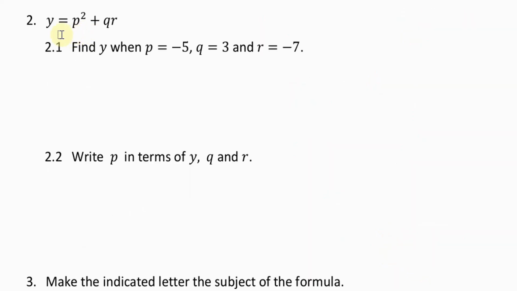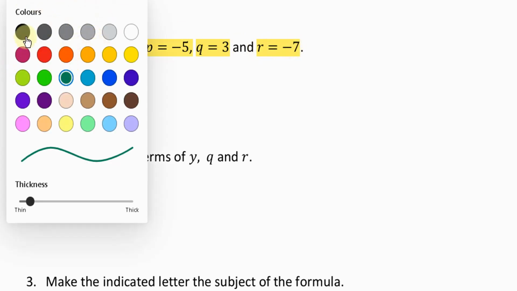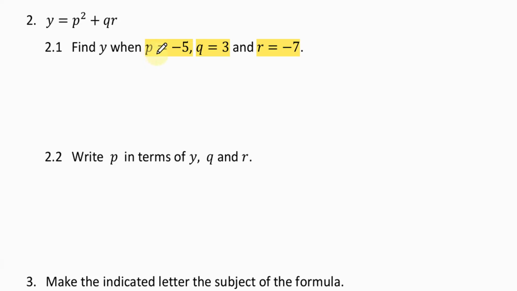So in question 2, we are given this equation, and in 2.1 it says, find y when p is negative 5, q is 3, and r is negative 7. So we simply substitute in these values for p, q, and r into the equation. So y will equal p squared, which is negative 5 squared, plus q times r, which is negative 7.